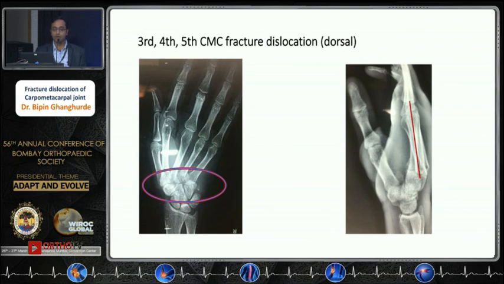This is a third, fourth, fifth CMC joint fracture dislocation. All the dislocations, third, fourth, fifth, are dorsal. As you can see, there is a loss of clear space here. There is fracture of the bases of the fourth and fifth metacarpals also, and there is dorsal subluxation of the third, fourth, and fifth.